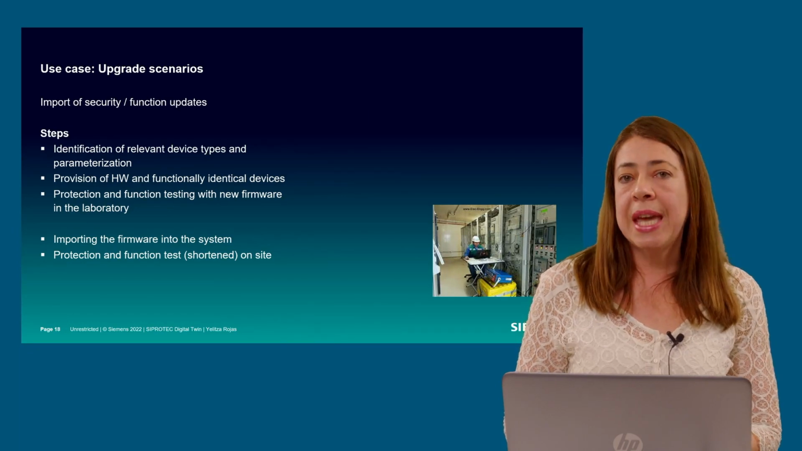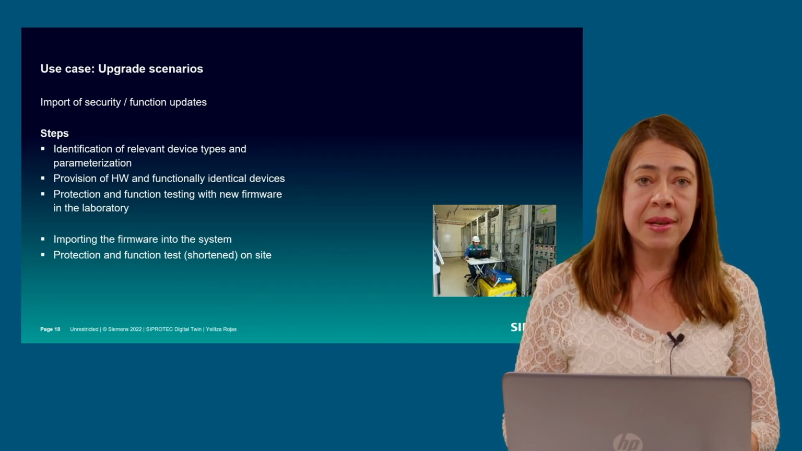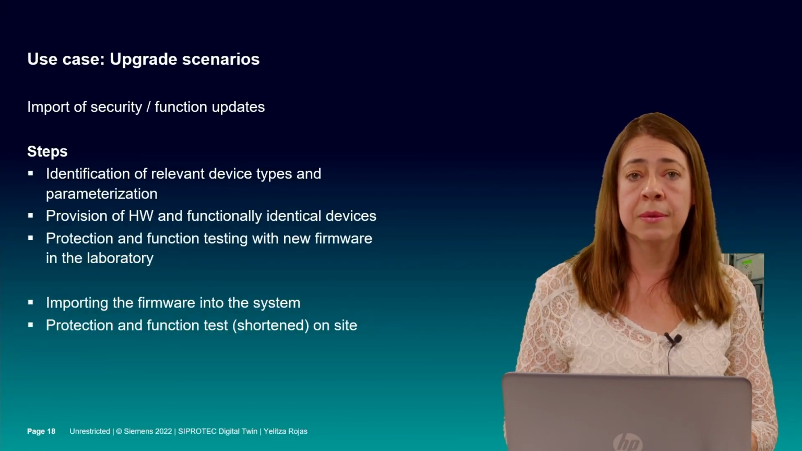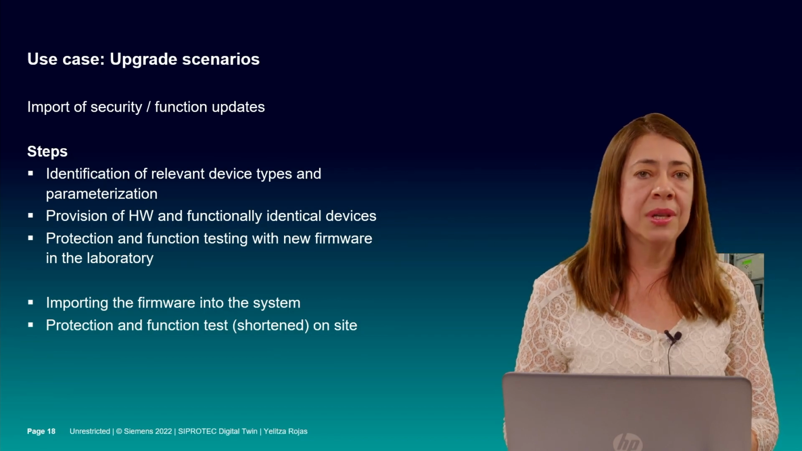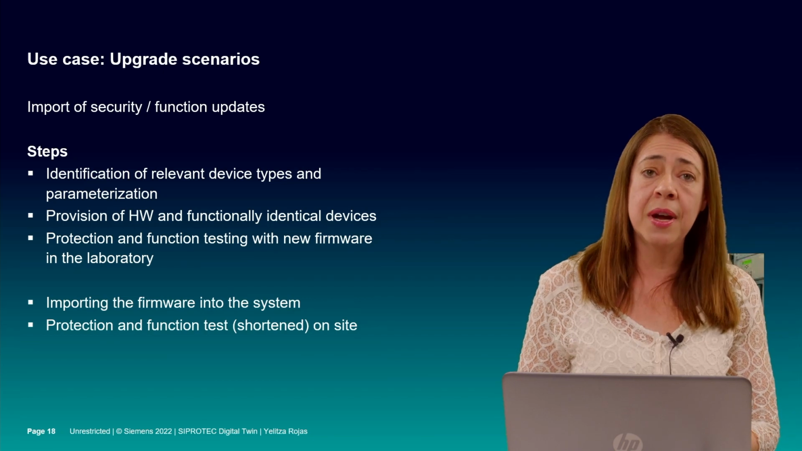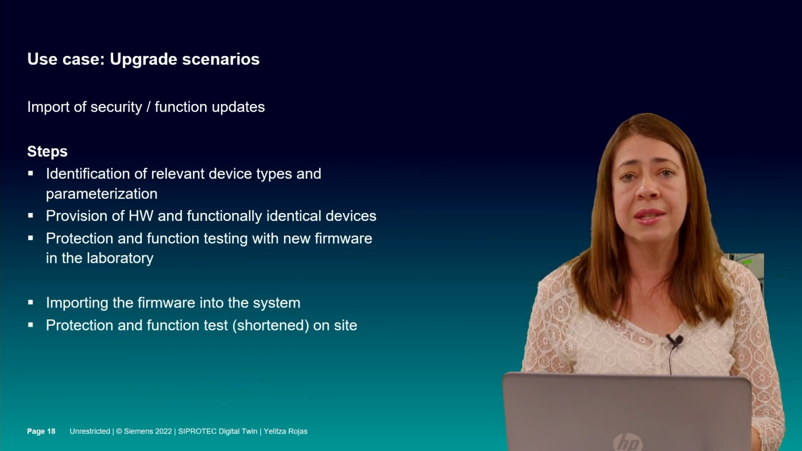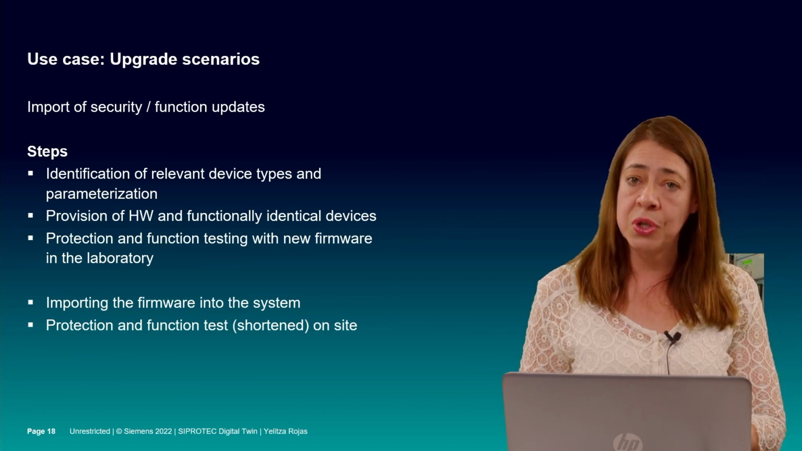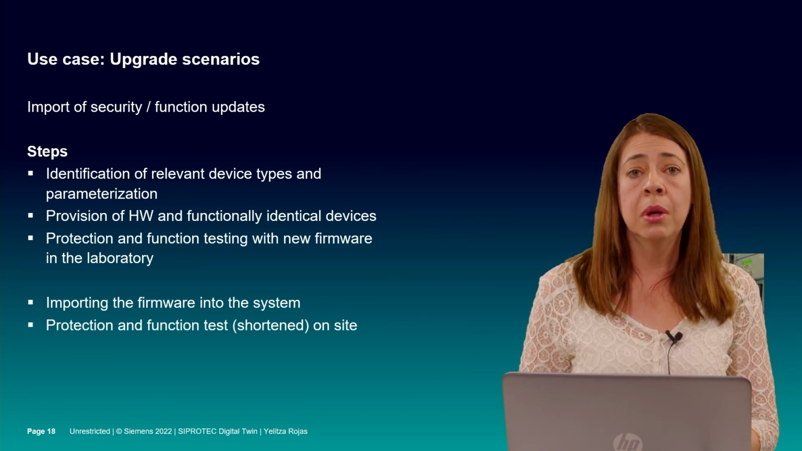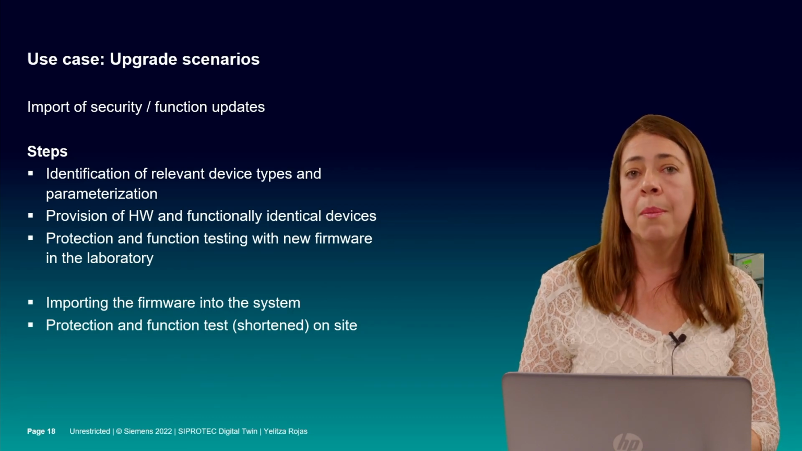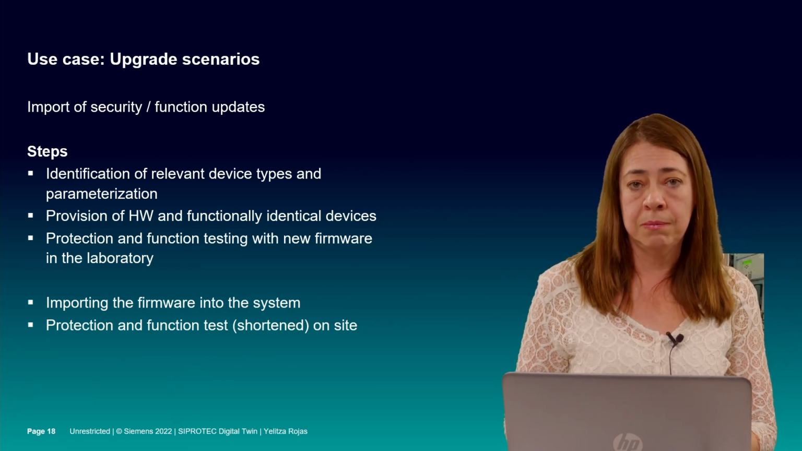The next use case is the support of maintenance in upgrade scenarios, where configuration or firmware update is needed in a protection device. Normally, the following steps are needed. Relevant device types need to be identified with the corresponding parameterization. Identical devices in hardware and functionality must be available, and testing of protection and functions with the new firmware must be run in the laboratory.